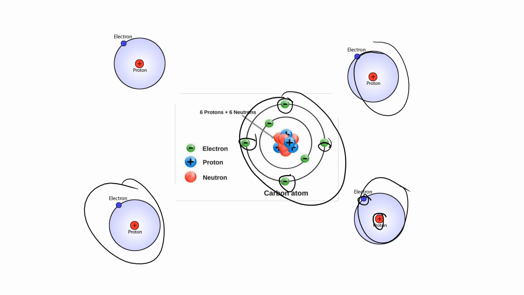Well, you can probably see what's going to happen here. The 1 carbon atom is going to combine, through covalent bonding, with the 4 hydrogen atoms. And let's take a look at what that looks like.